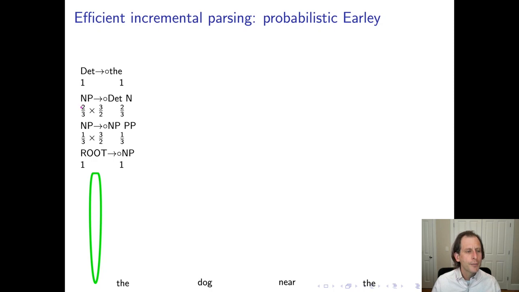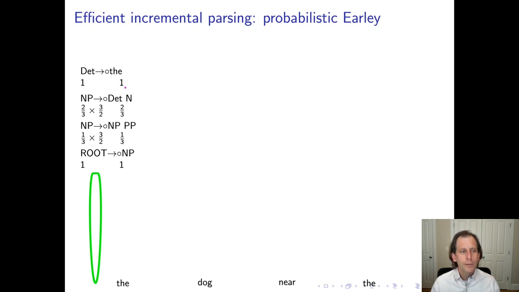And so what are the predictions that I've made? All of them have no completed subgoals, and they have inside probabilities which correspond to the rule probabilities. You may remember that in the grammar, NP goes to det n has probability 2/3. NP goes to NP PP has probability 1/3. Det goes to the has probability 1.